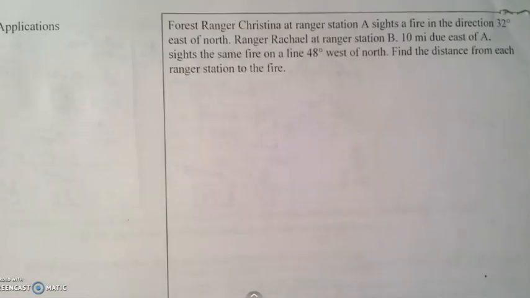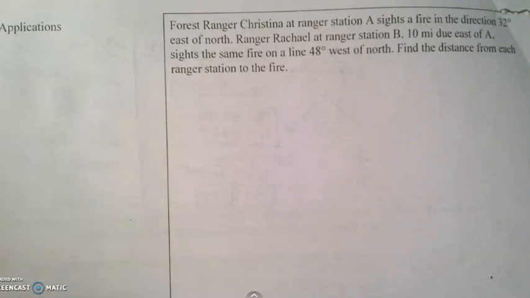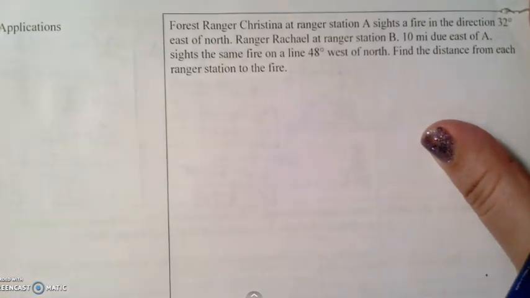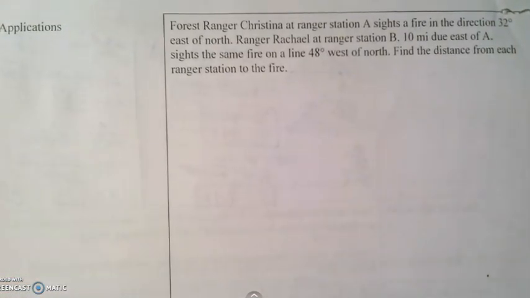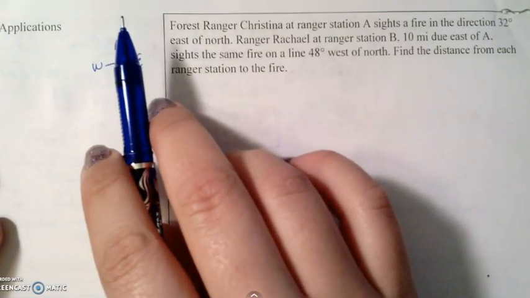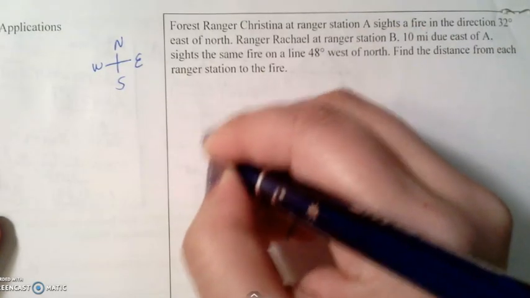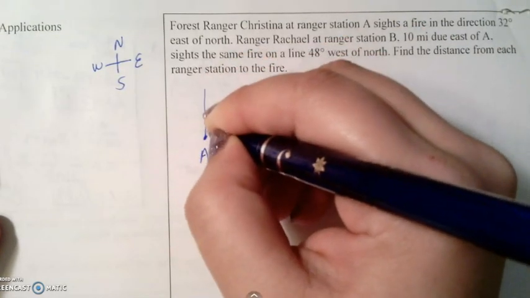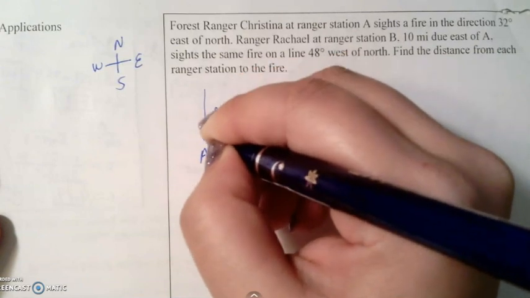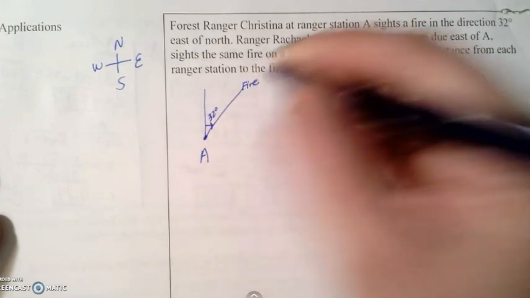Okay, finally, the last problem, and it doesn't have an example number, but we could call it example 7. This is an application. We have a forest ranger, Christina, at ranger station A, and she sees a fire in the direction 32 degrees east of north. I'm going to do a little compass, never eat soggy waffles. East of north means I start at north and I go towards east by 32 degrees. So she's at ranger station A. Here would be north. I go 32 degrees east, and here's the fire.